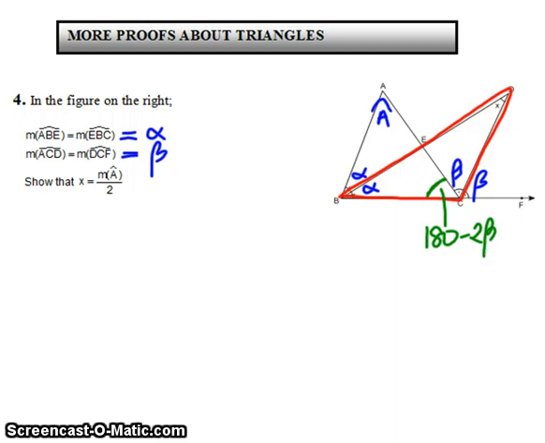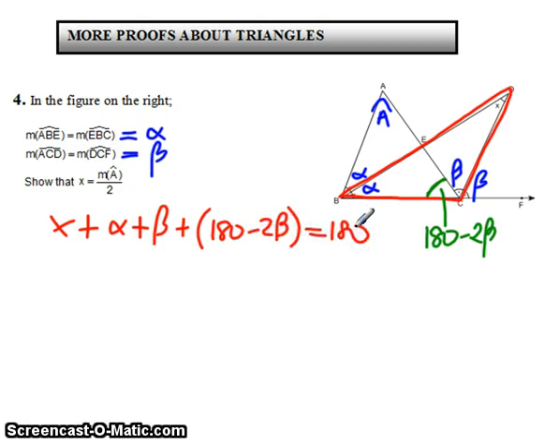Alright, so we should have seen that if we add all of the angles in the triangle, x plus alpha plus beta plus the 180 minus 2 beta gives us 180 degrees. Simplifying, we have 180 on both sides, so they subtract. Grouping the terms with beta, minus 2 beta plus beta becomes minus beta, and subtracting alpha, x equals negative beta minus alpha... so we've got an expression for x.